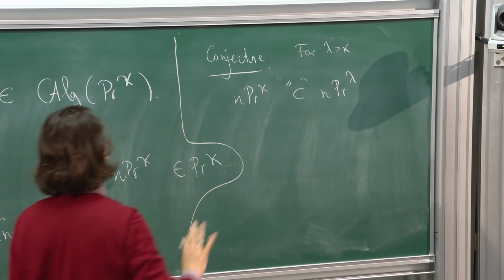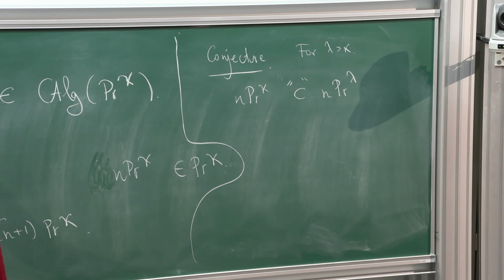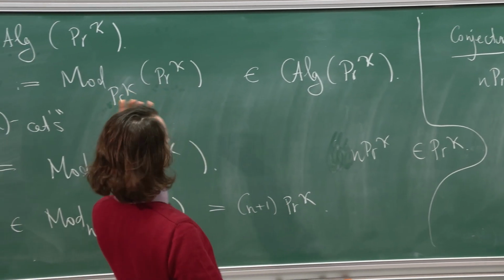And do you have a map in your? Yes, there's definitely a map. Because if you have a module in PR kappa, like PR kappa maps to PR lambda, so you can just push it forward, but then you can also base change the module structure.